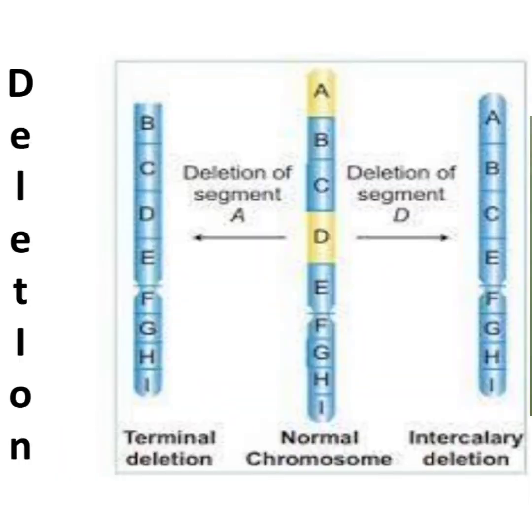Here you can see the deletion. In the center you can see the normal chromosome. A, B, C, D, E, F, G, H, I are the genes. In the deletion of a portion of a segment, A is deleted. That's called terminal deletion. In intercalary deletion, D is deleted. You can see A, B, C, D is deleted and E, F, G, H, I is present.